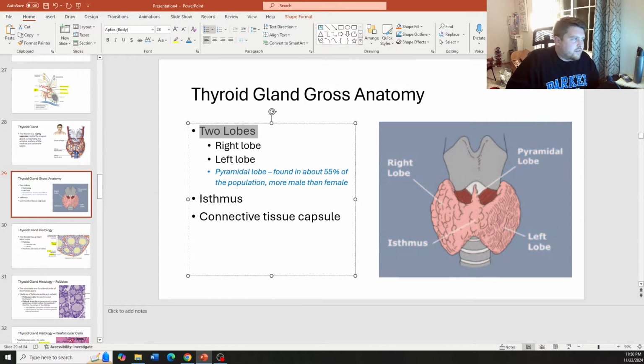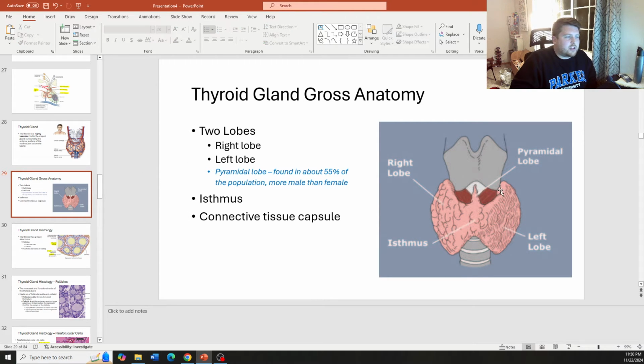You typically have two lobes. You have a right lobe and a left lobe. There's an additional lobe that's called the pyramidal lobe. This is found in about 55% of the entire population, mostly in males when compared to females. And we don't add it here. You'll talk about this a little bit in anatomy, and when you start doing dissections, you may actually see this lobe. So the two lobes are connected in the middle by what is called the isthmus.